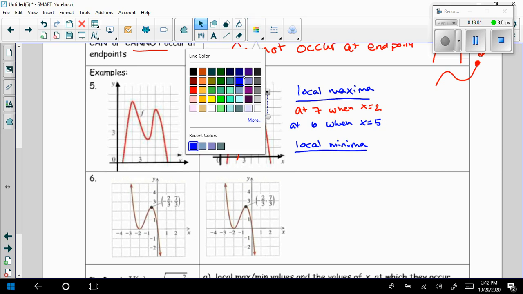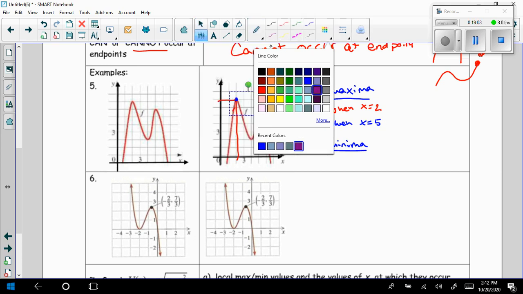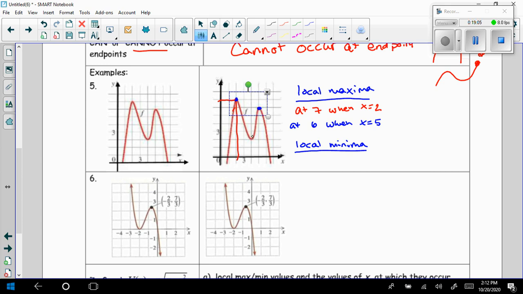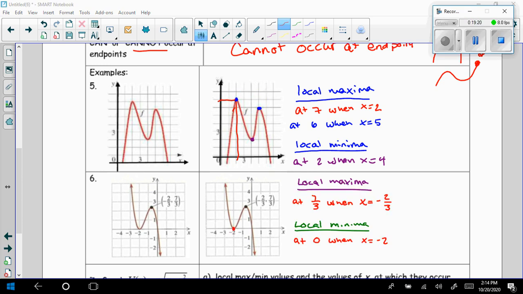Okay. For your minimums, we look for those valleys. So here is your minimum. Again, we say at, and we say the y value, 2 when x is at 4, or x equals 4. Okay. So go ahead and try this next one. Okay, and you get at 7/3 when x is at -2/3, and then at 0 when x is at -2. Okay.